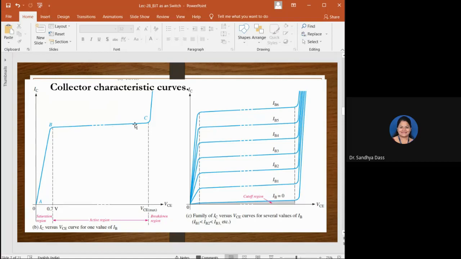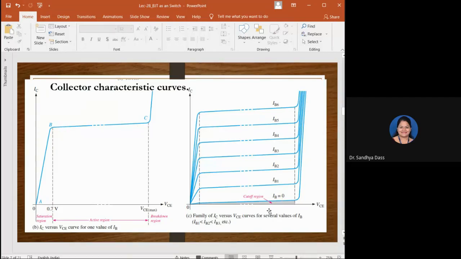This slight increase you can observe here between B and C is because there is a reverse bias junction and the depletion region, due to which the collector current can be expressed as IC equal to beta times IB. So that is what is indicated here, a slight variation in the collector current.